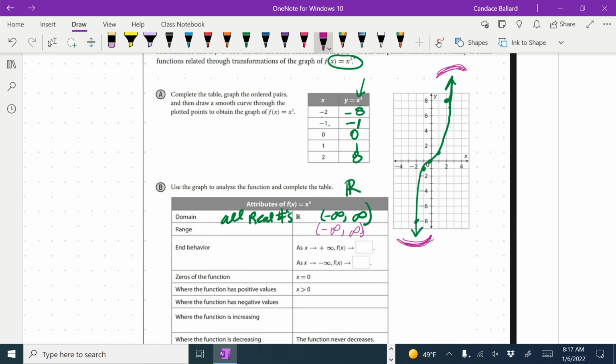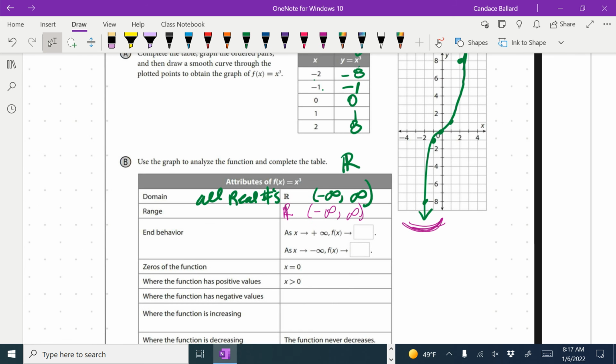Infinity. Good. And another way, again, I could have written that as all real numbers. Okay. All right, apparently I was totally wrong in my little setup. Apparently we see it both ways.